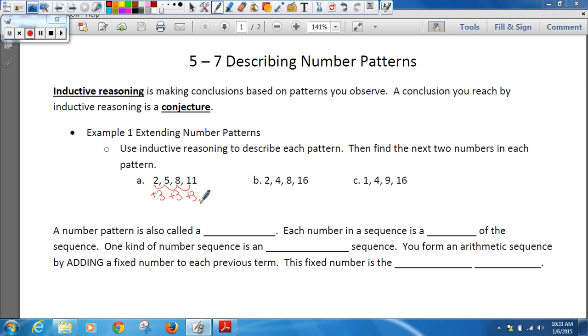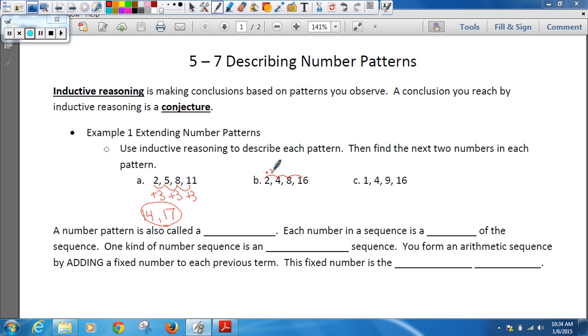It then says find the next two numbers. Well, 11 plus 3 is 14. 14 plus 3 is 17. So my next two numbers are 14 and 17. On B, from 2 to 4, you could say it's add 2, but if I do 4 plus 2, that doesn't give me 8. So adding 2 this time does not work.